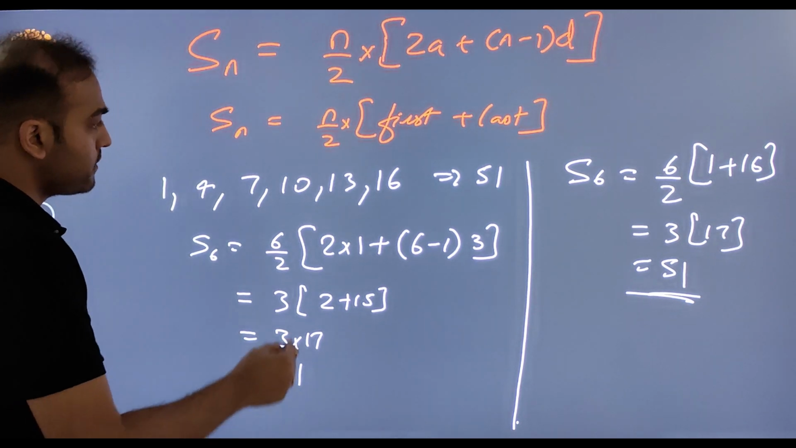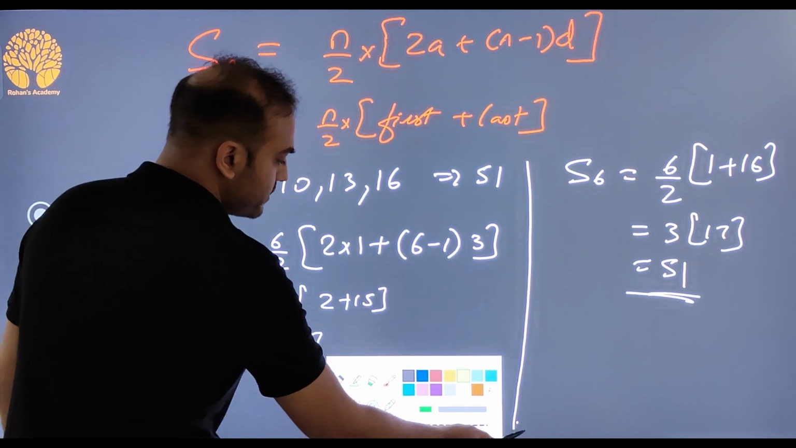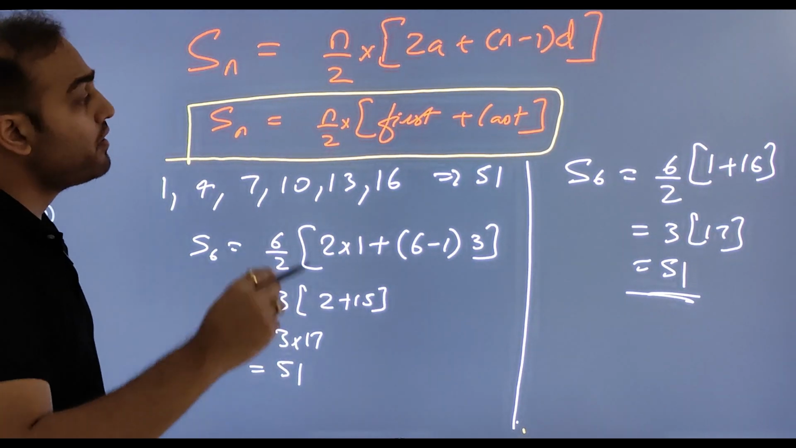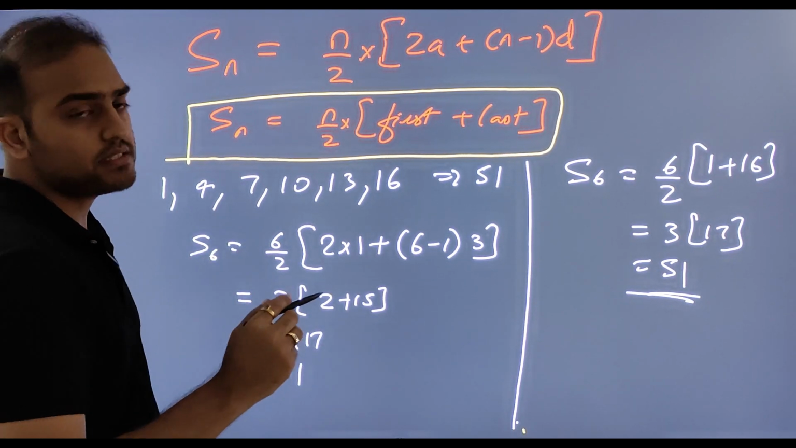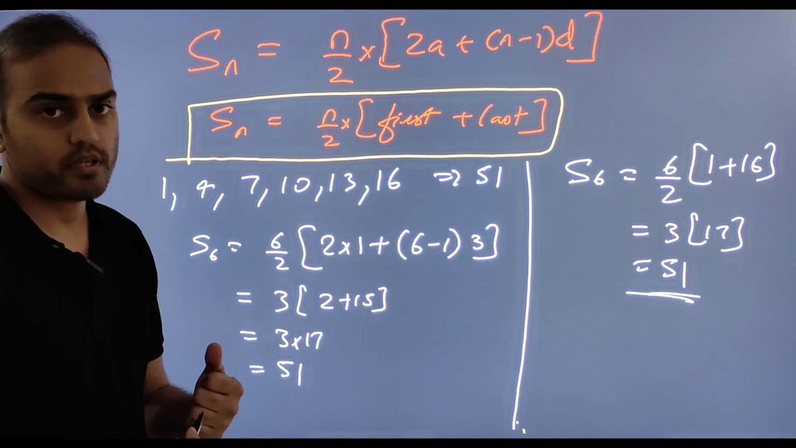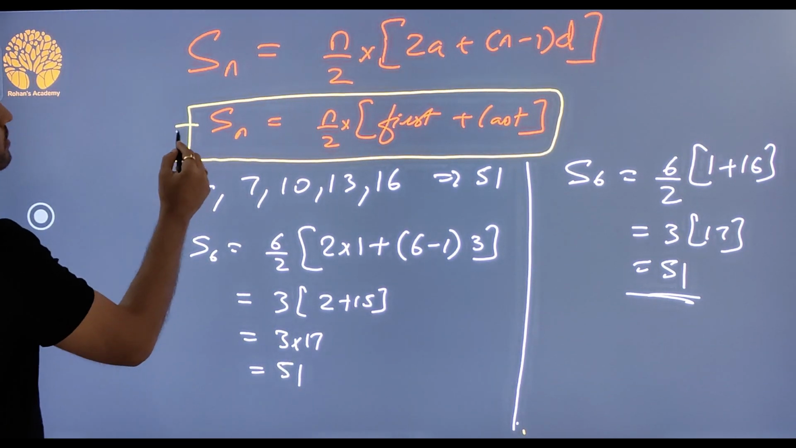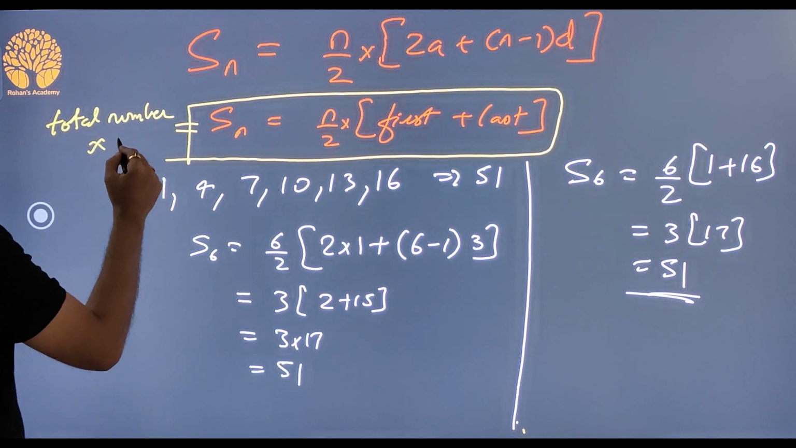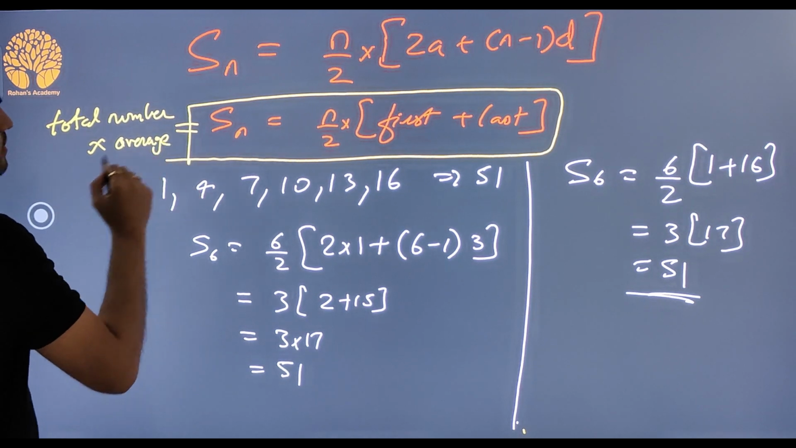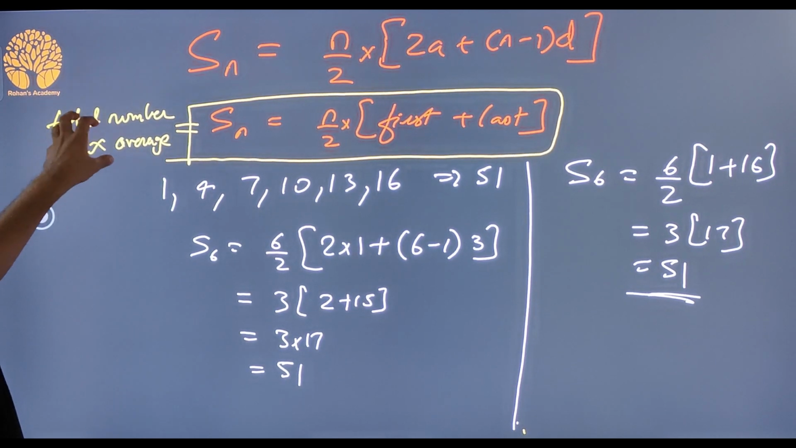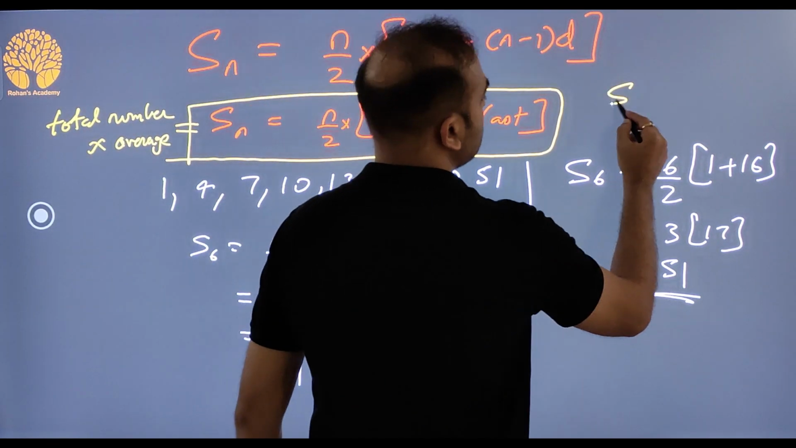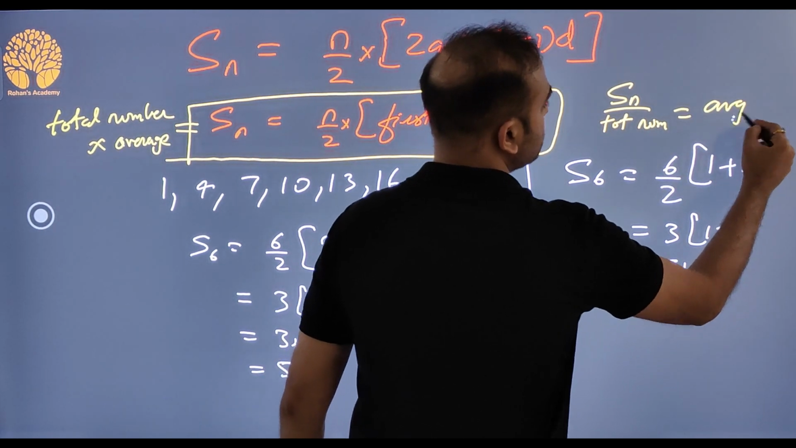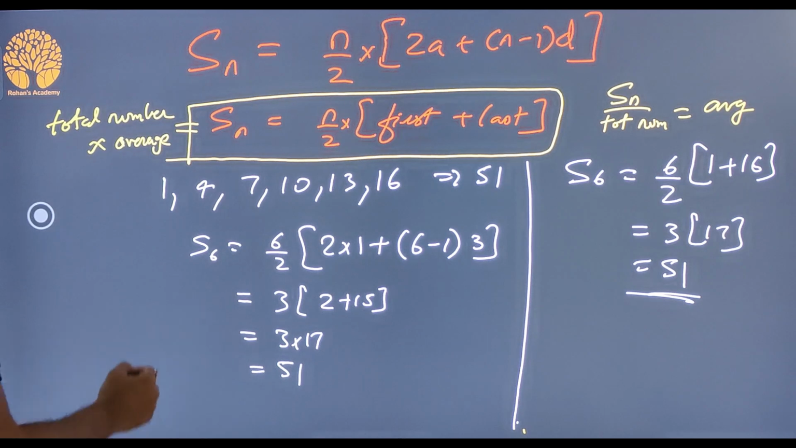Now one interesting thing, guys, that we can observe here. We have done averages. Average is total sum by total number. So what is total sum equal to? Total number into overall average. Think about it: sum by total number is equal to average, so sum is average into total number.